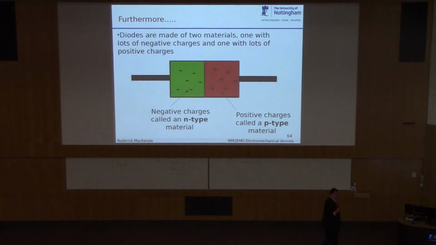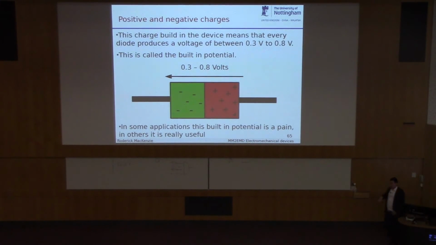Now, the thing about charge that you may have learnt at school, but I'm not sure, is that when you have lots of charge, it produces a voltage. If you run up and down the carpet and charge yourself with static electricity, and you touch your friend's ear, your friend gets a massive electric shock, and that's because of this relationship called Gauss's law. That's basically a relationship between charge and voltage. And because our diode is full of charge, you always get across it 0.3 or 0.8 volts.